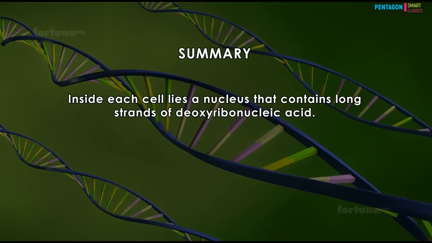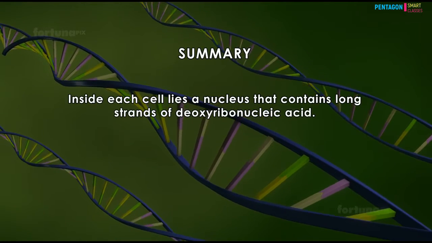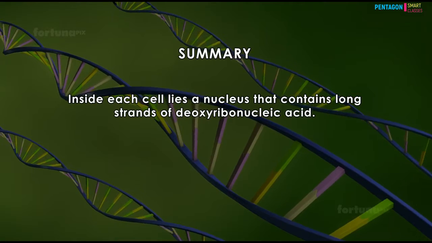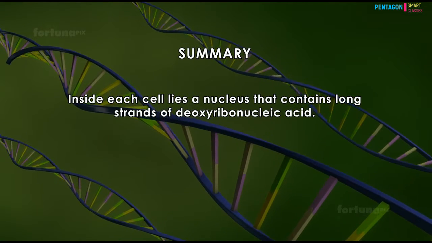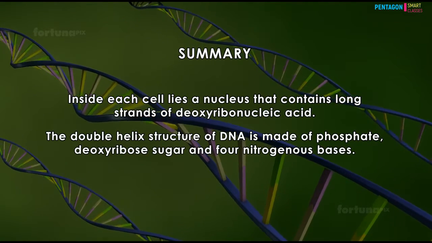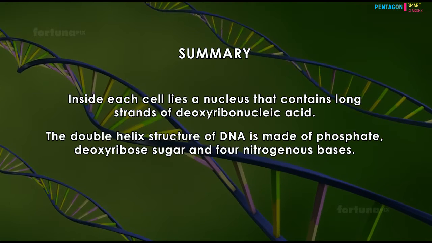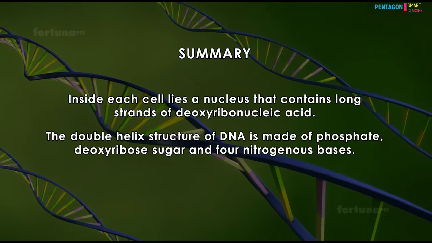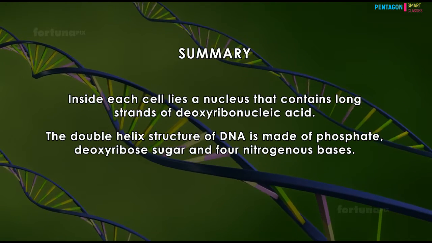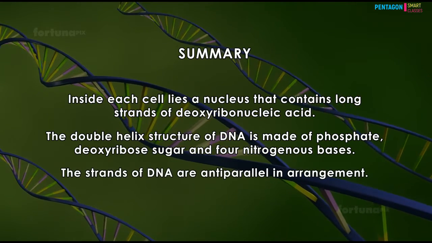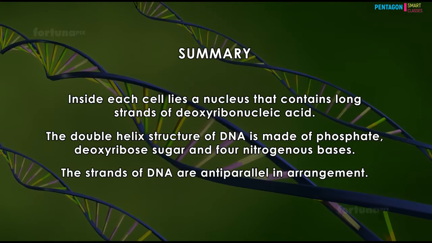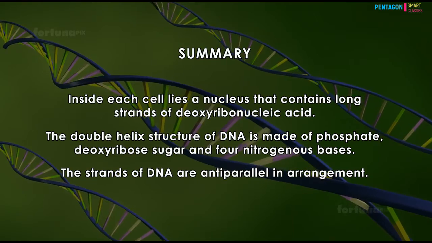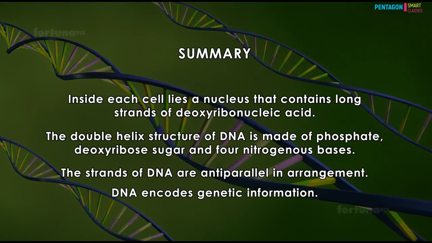Summary: inside each cell lies a nucleus that contains long strands of deoxyribonucleic acid. The double helix structure of DNA is made of phosphate, deoxyribose sugar, and 4 nitrogenous bases. The strands of DNA are anti-parallel in arrangement. DNA encodes genetic information.